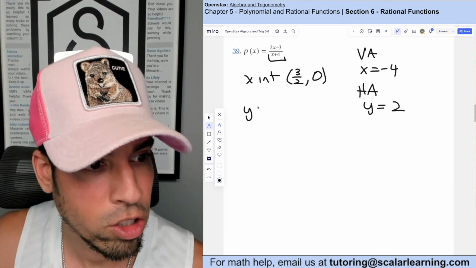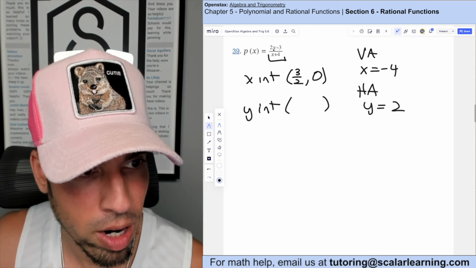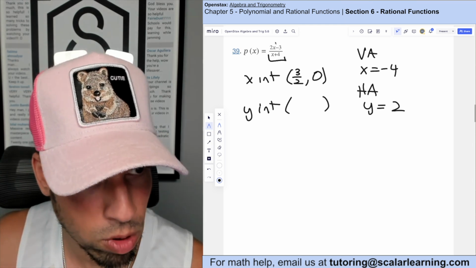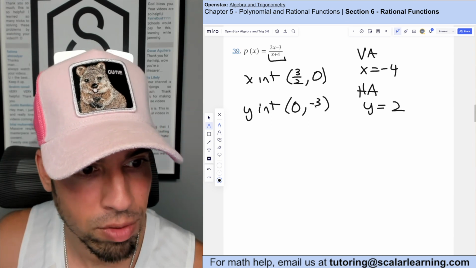And then our y-intercept is going to be when x is 0. So we can plug in 0 for x. That's -3 over +4 as these zero out. So we've got 0, comma, -3/4.